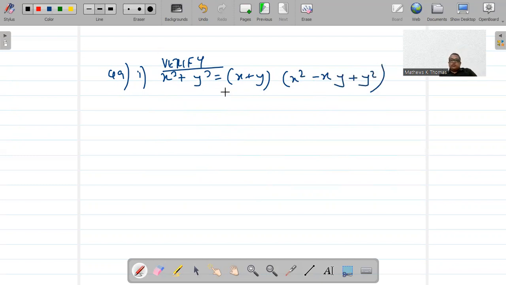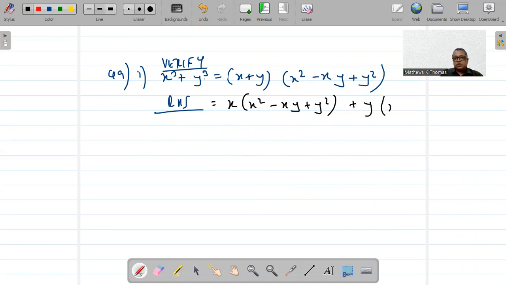So how do we verify? This is also an identity. Please learn this up. x cube plus y cube formula is x plus y in one bracket, x square minus xy plus y square in the second. Now, how do we prove it? We have to solve the RHS by multiplying each term with each. First, multiply this entire thing with x. So I'm going to multiply x with all the 3 terms. Then I'm going to multiply y with all the 3 terms. And let's see what happens.